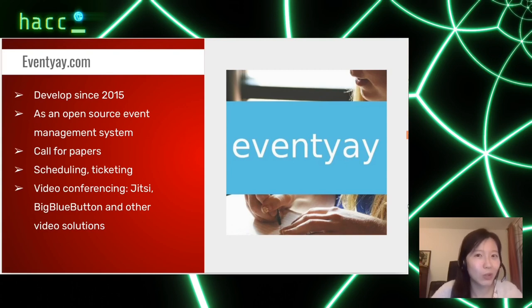It's really important to do events just like the Congress, where people can get together and share ideas. That was the original goal, to have an open source event management system. So we started to build Eventyay, and now it has become fully functional. It comes with call for papers, scheduling, ticketing, and we are also recently integrating video conferencing. The solution is entirely open source, and we also work with other open source projects. For instance, we integrated Jitsi and BigBlueButton, and of course there are also bridges to other video solutions. This is something that we see as an alternative to proprietary software like Eventbrite.